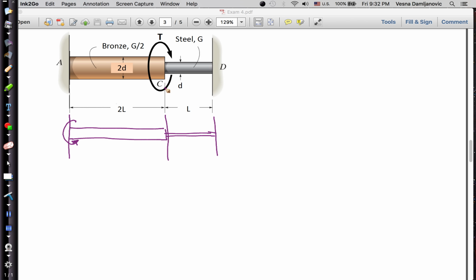So because this torque at C is in that direction, the torque at A, I'll call it TA, is in the opposite, and then the same goes for the torque at D.